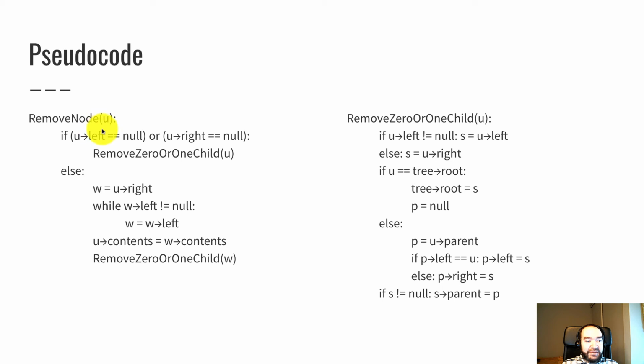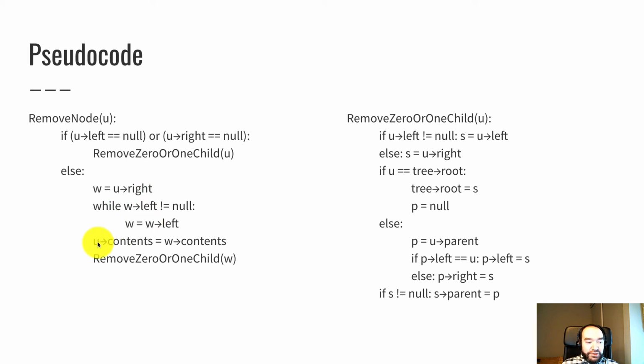The only way to get past this if is if u's left is not null and u's right is not null. So if we get down here, we know that u has 2 children. We have to find the successor of u. So this here is the pseudocode to find the successor of u. W starts out at u's right pointer, and then as long as we can follow a left pointer, we do so. So while w left is not null, w equals w left. At the end of this while loop, w points at the in-order successor of u.